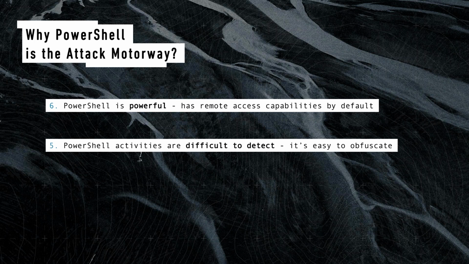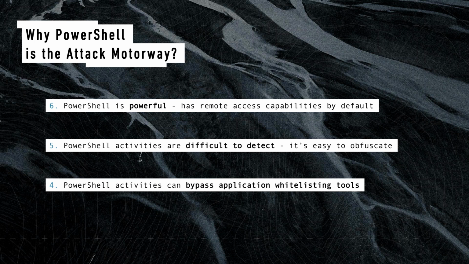Number 5, it is difficult to detect and easy to obfuscate. Particularly malicious commands, these scripting languages are notoriously flexible, which makes them, as I said before, easy to obfuscate. And also PowerShell's remote access capabilities include built-in encryption of traffic by default. So it's really hard to detect these types of attacks that leverage PowerShell.